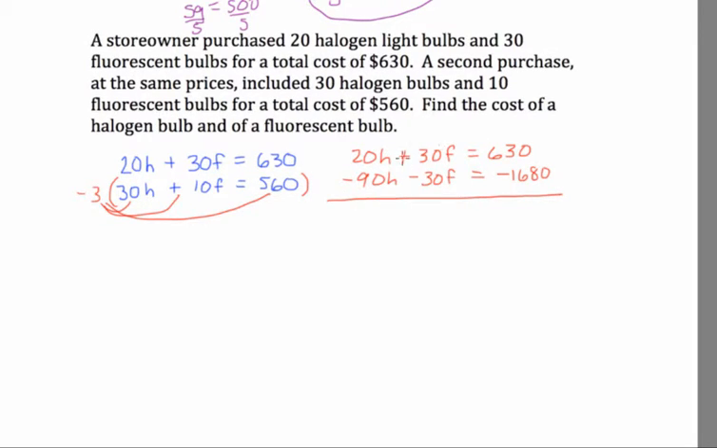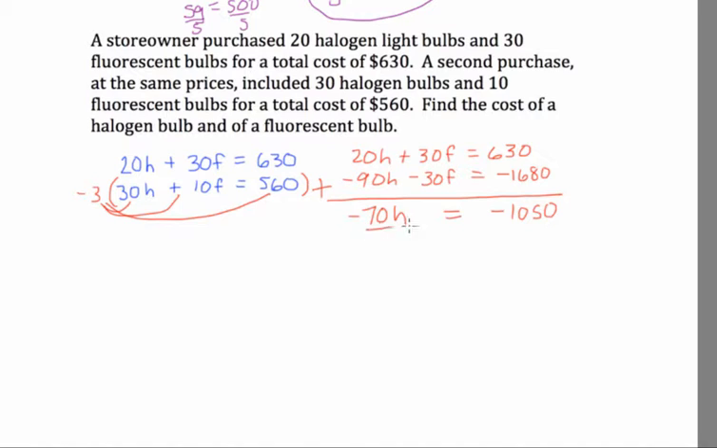So notice with the F's, I now have same coefficient, opposite sign. So I'm ready to do the addition method. I'm ready to add my two equations together. 20h and negative 90h makes negative 70h. 30f and negative 30f cancel out. That adds up to be 0. 630 and negative 1680 on a calculator.